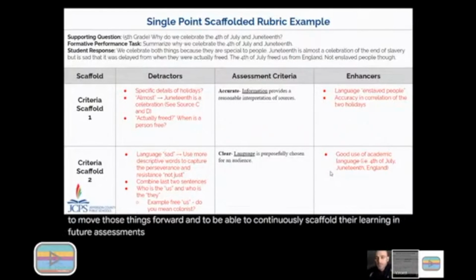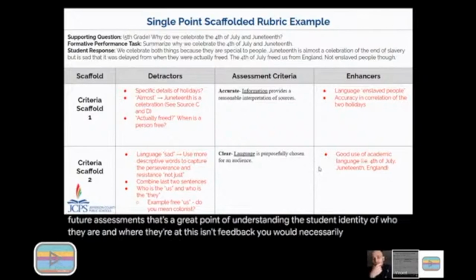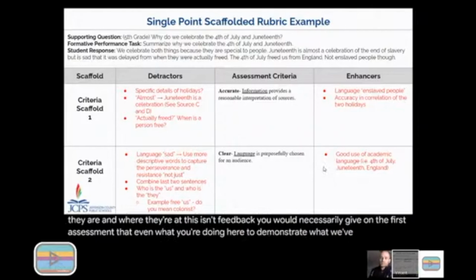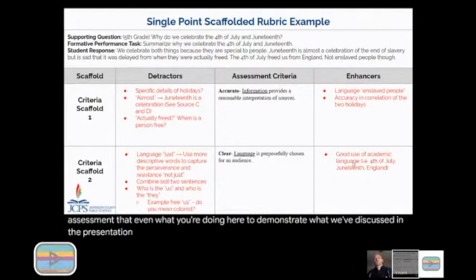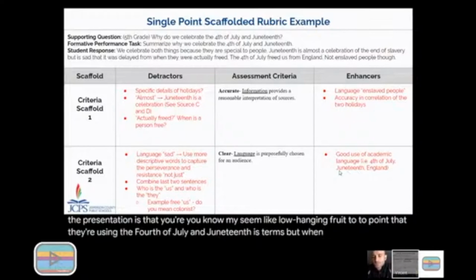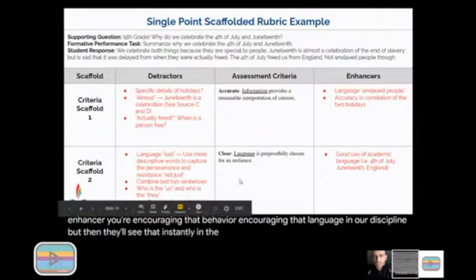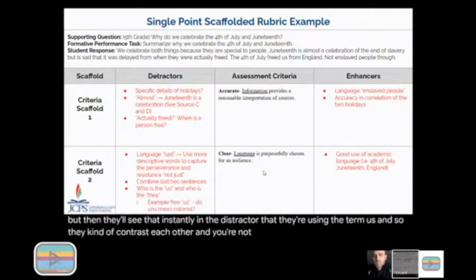And Ryan, I just think that's a great point, understanding the student identity of who they are and where they're at. This isn't feedback you would necessarily give on the first assessment. It might seem like low-hanging fruit to point out that they're using the 4th of July and Juneteenth as terms, but when you see it in the enhancer, you're encouraging that behavior, that language in our discipline. Then they'll see instantly in the distractor that they're using the term "us." So they contrast each other, and you're nudging that student to make incremental changes within their writing.